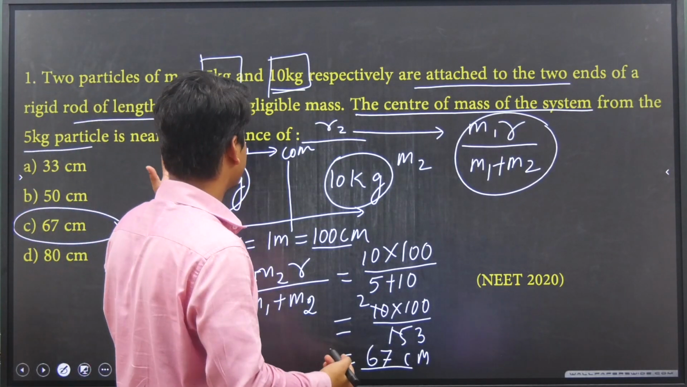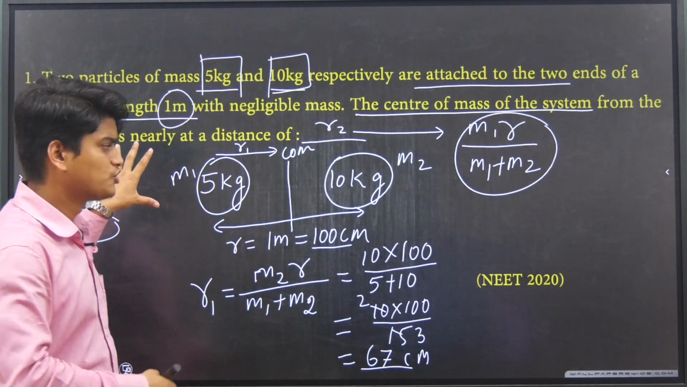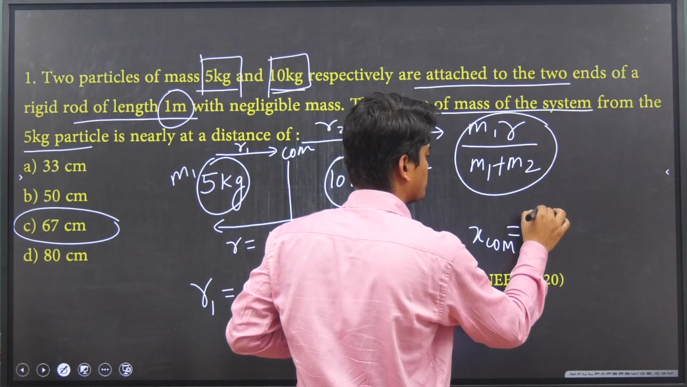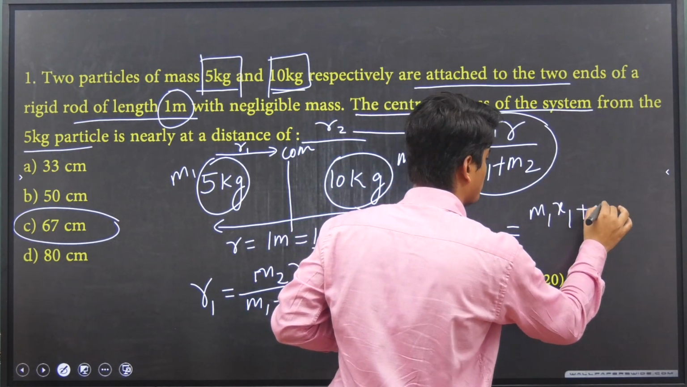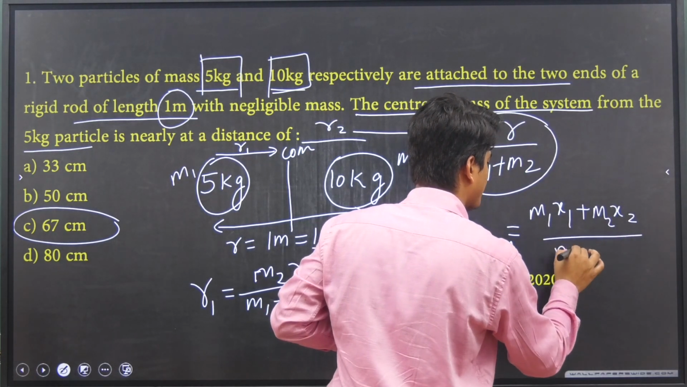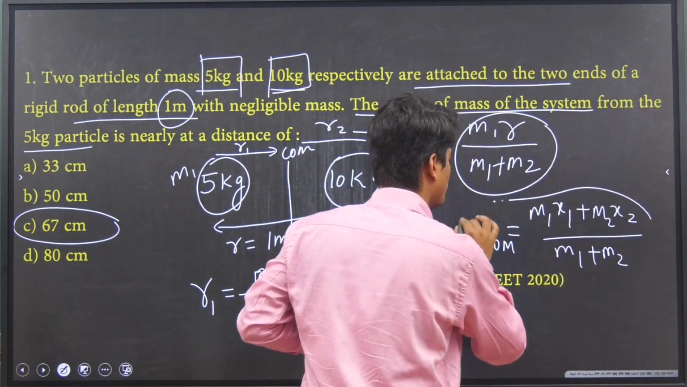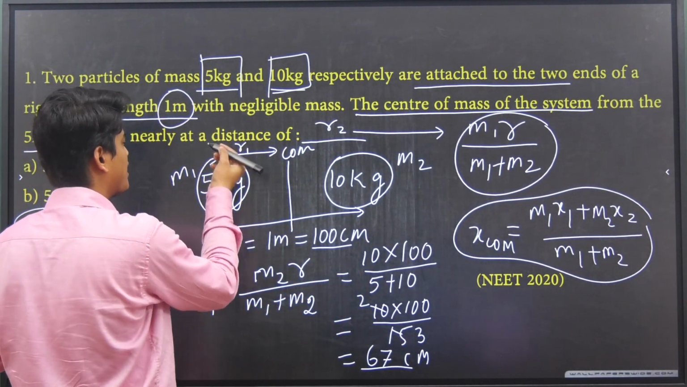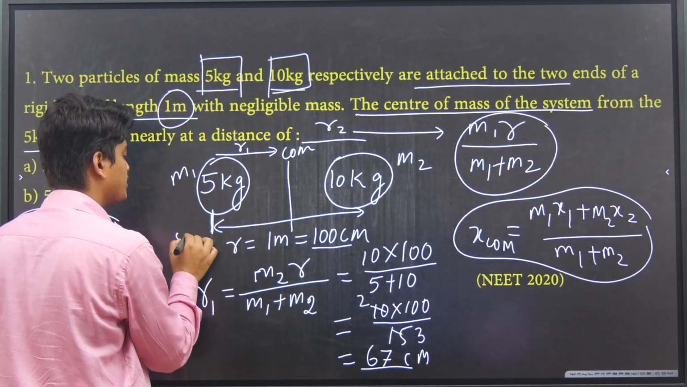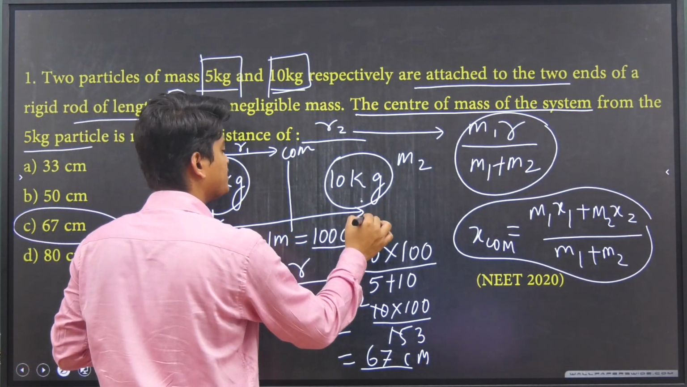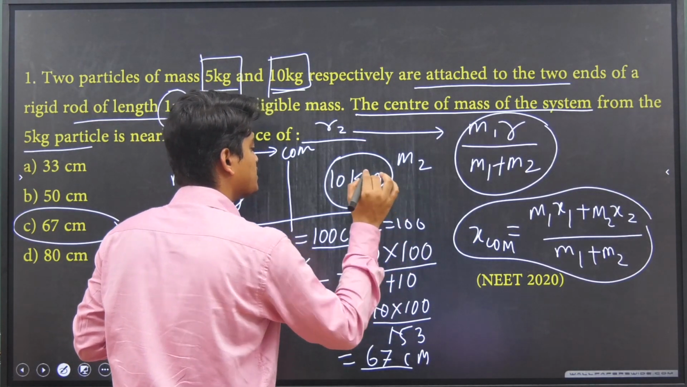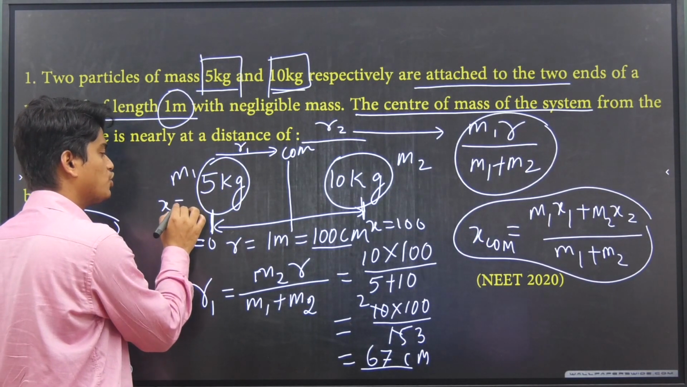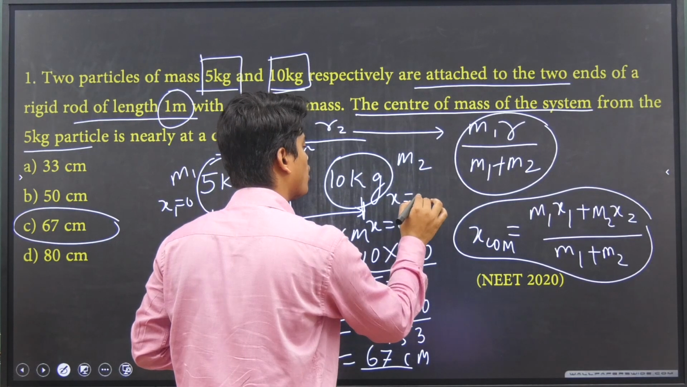Otherwise you can check this one. This is the discrete mass system concept, so you can use this formula also: X center of mass is M1 x1 plus M2 x2 divided by M1 plus M2. While using this formula you have to choose the origin. Keep your 5 kg block at the origin on some x-axis, so it is x equal to 0, and the other is x equal to 100. Then x1 coordinate is 0 and x2 coordinate is 100.